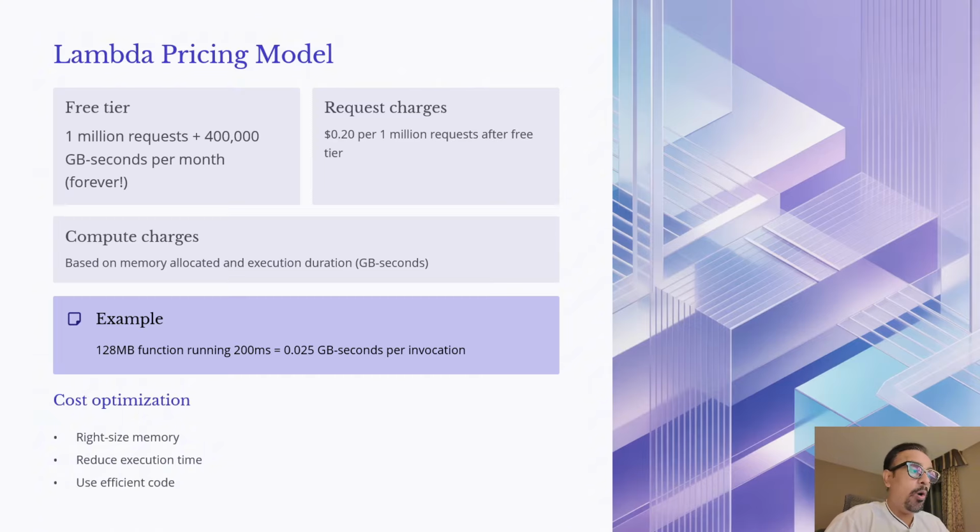You also pay for the compute time, which depends on the amount of memory that you have allocated to your function and how long the Lambda is going to run. This is measured in GB-seconds. For example, if you allocate 128 MB of memory and your function runs for 200 milliseconds, that equals 0.025 GB-seconds per invocation. That is a very tiny fraction of a cent. To optimize cost, always right-size your memory, reduce execution time, and write efficient code. With careful design, AWS Lambda can handle large scale workloads at an extremely low cost, often just a few dollars a month.